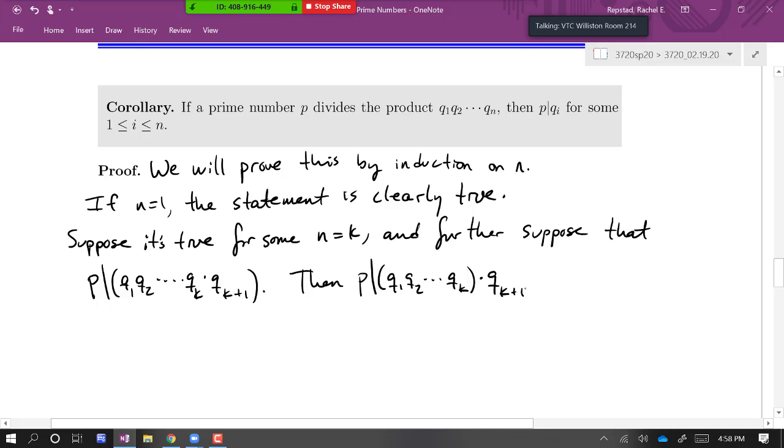Now I'm taking what was written as a product of a bunch of things, and looking at it as a product of two things. I've got this factor, Q1 through QK, that's some integer. P divides this block times Q sub K plus 1. So then by Euclid's lemma, either P divides the product Q1, Q2 through QK, or P divides Q sub K plus 1.